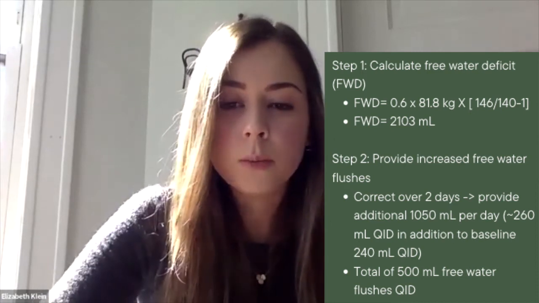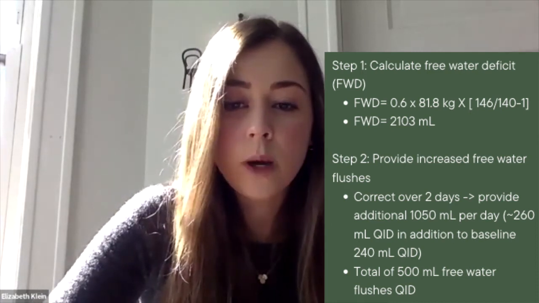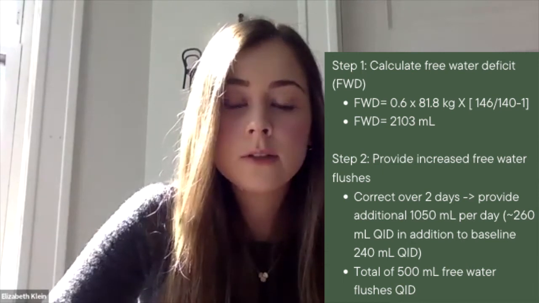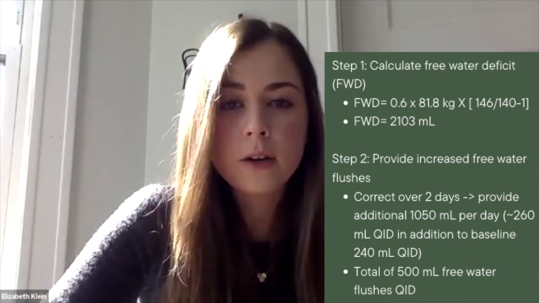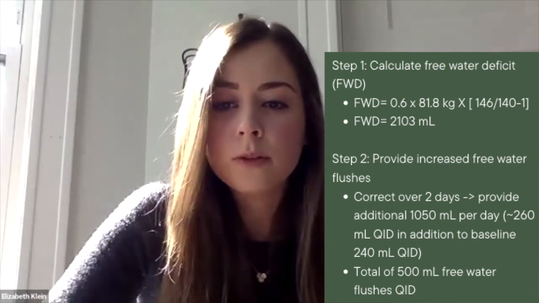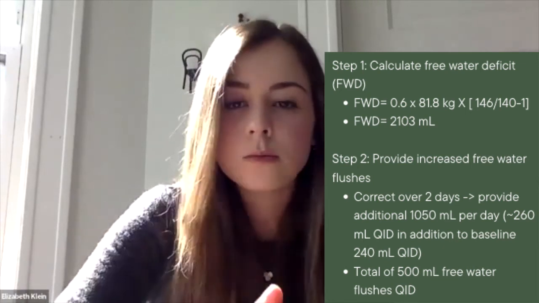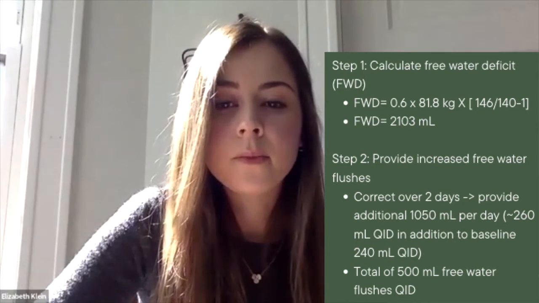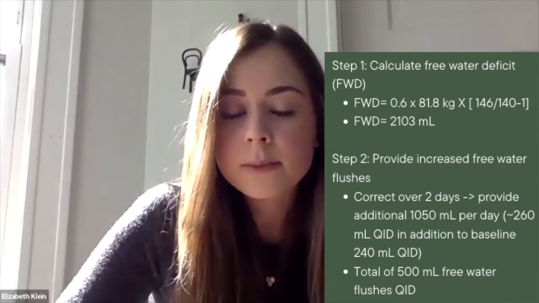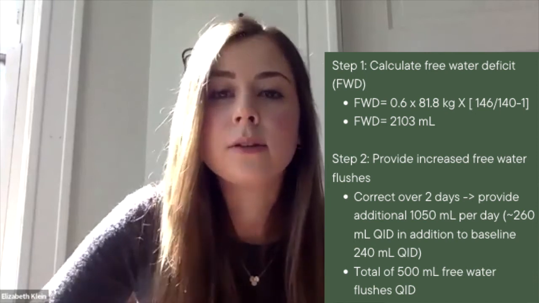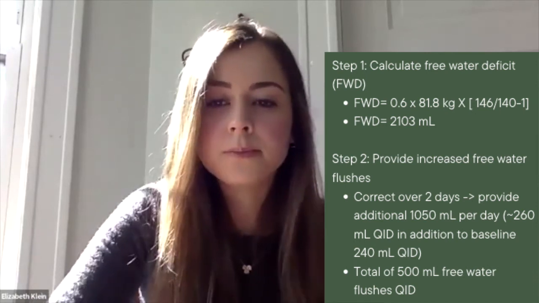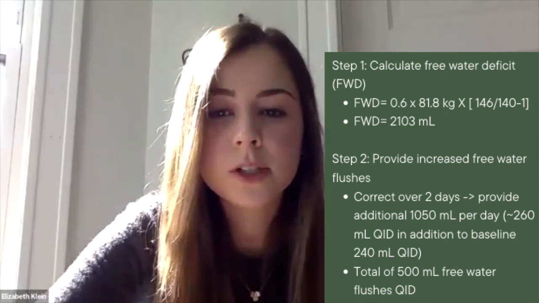So you'll see we'll plug in his weight in kilograms, his current serum sodium over that goal of 140. So we'll run through that calculation. You'll find that he's down 2,103 milliliters or 2.1 liters basically. And so that's the total volume that we would need to give to correct his dehydration.